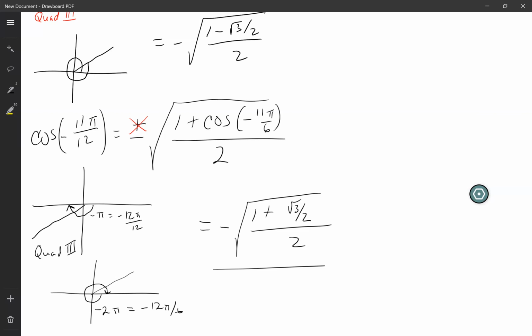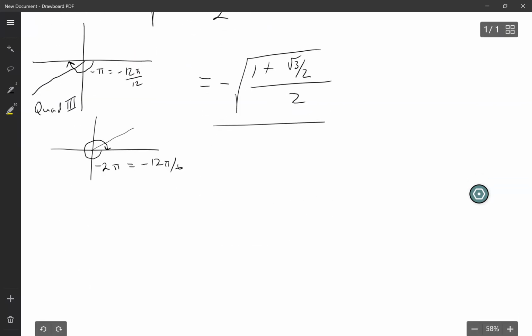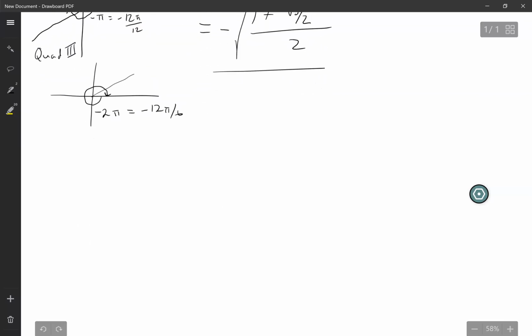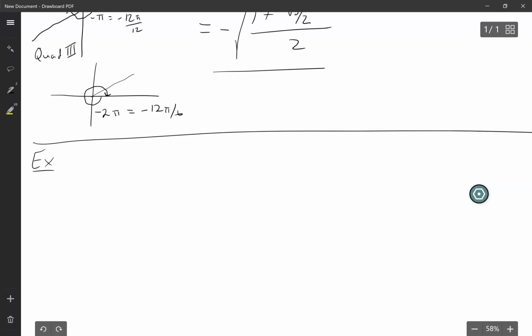All right, let's do one more type of problem that we talked about in class this morning. Let's say we are given, say we know that tangent of alpha is negative 9 over 40, and that alpha is between pi over 2 and pi.